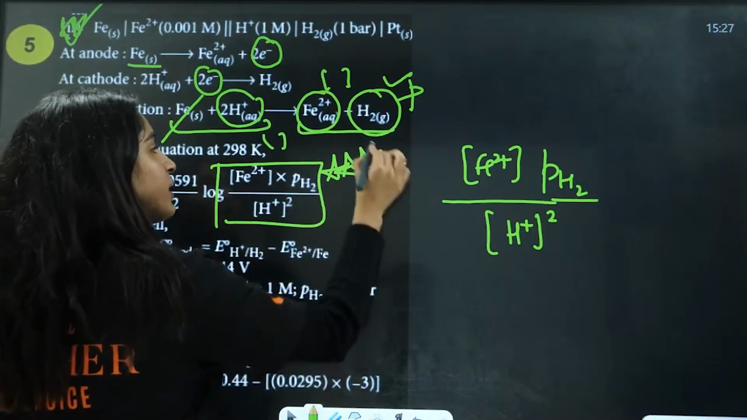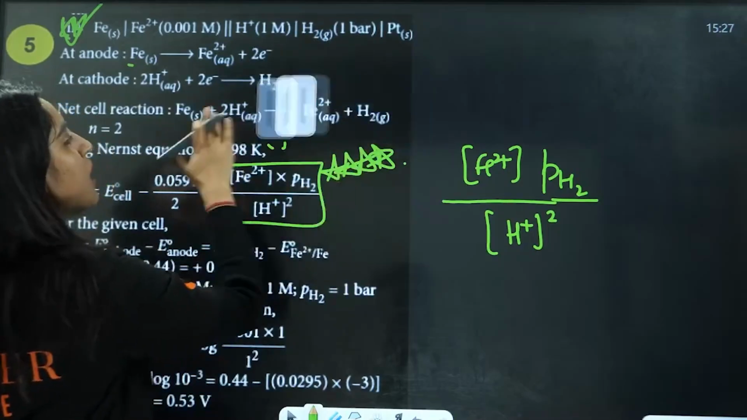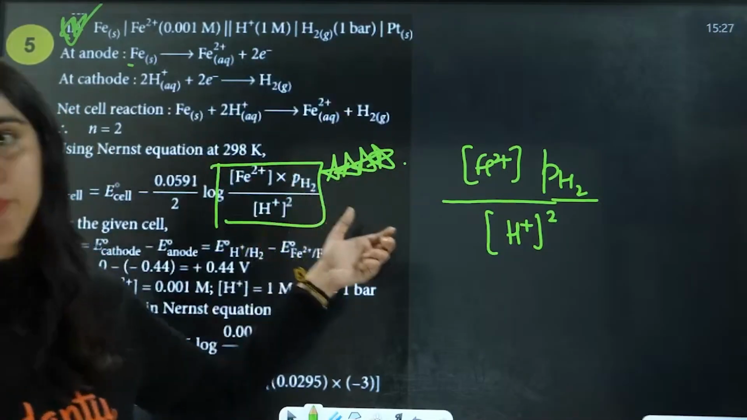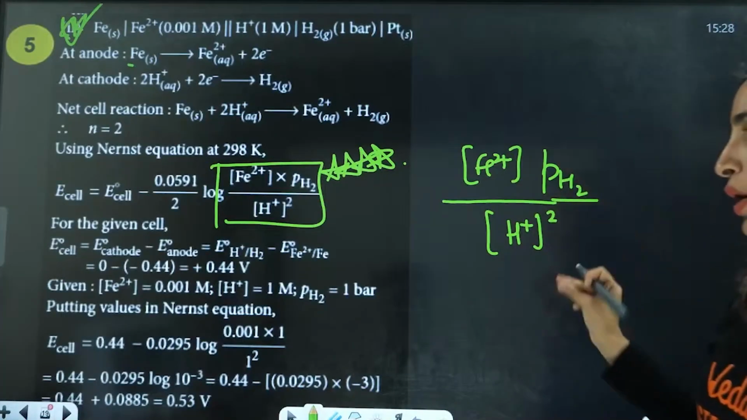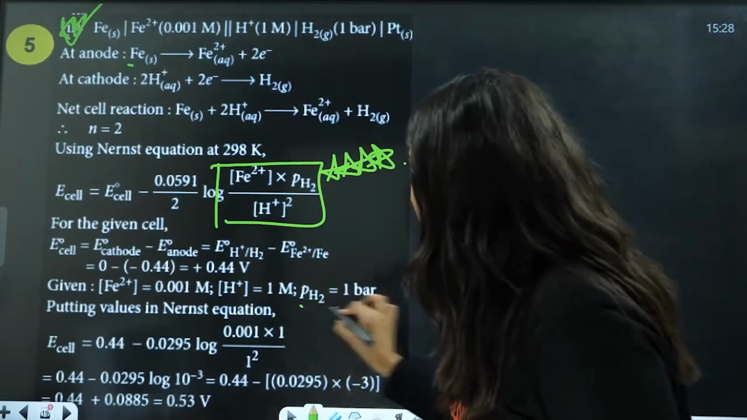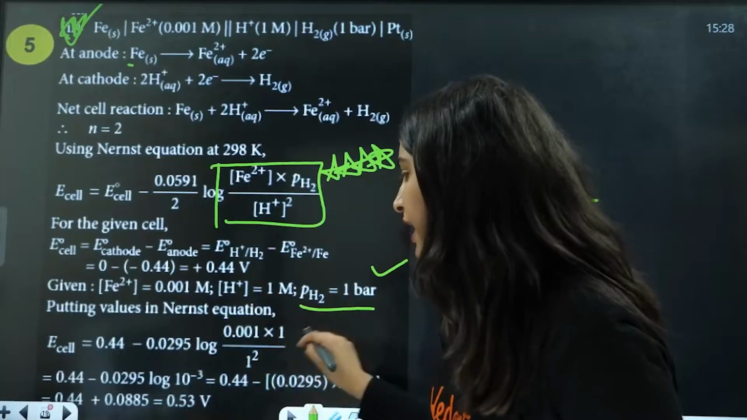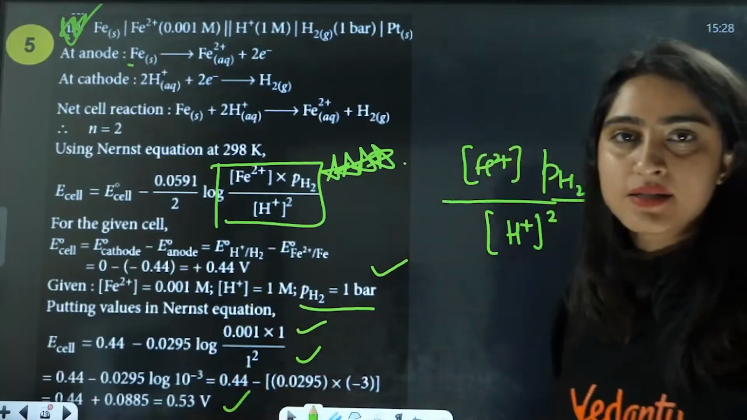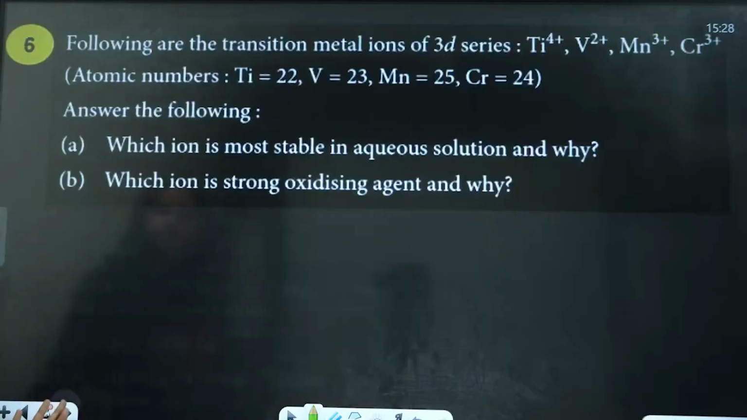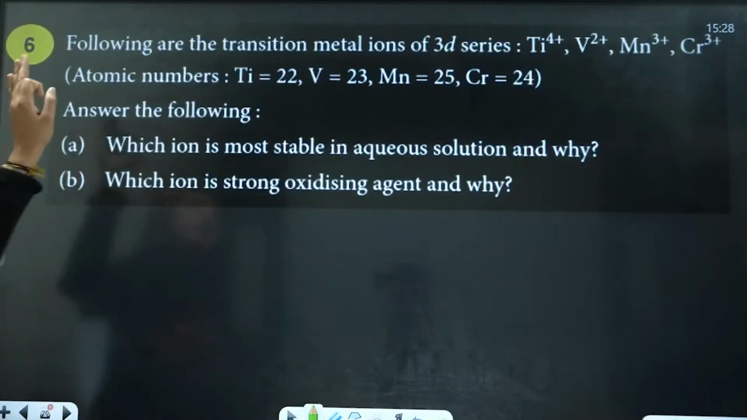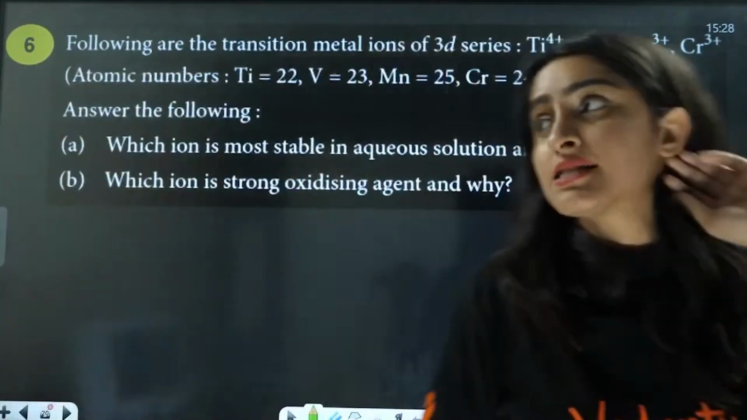Very important. Okay bacha, understood this? You have to add the partial pressure here too. Partial pressure is 1 bar. Put all the values here and you will have the answer. Okay bacha? Yes bacha? Okay, perfect.